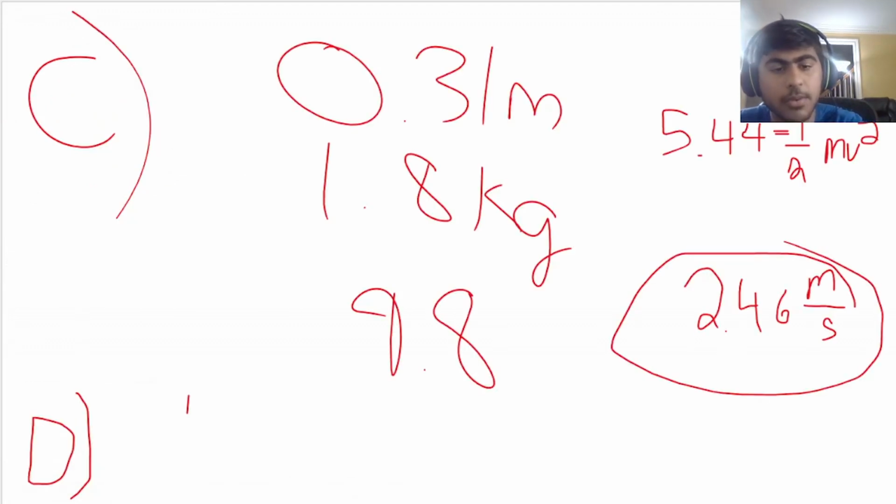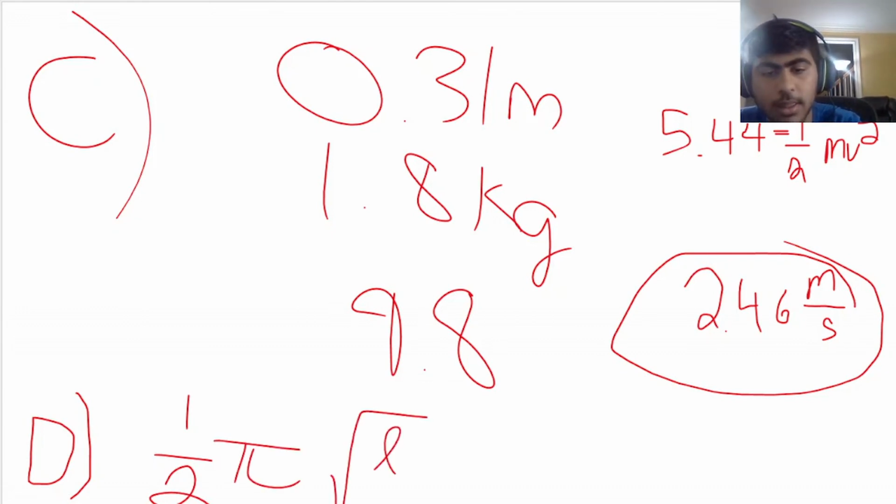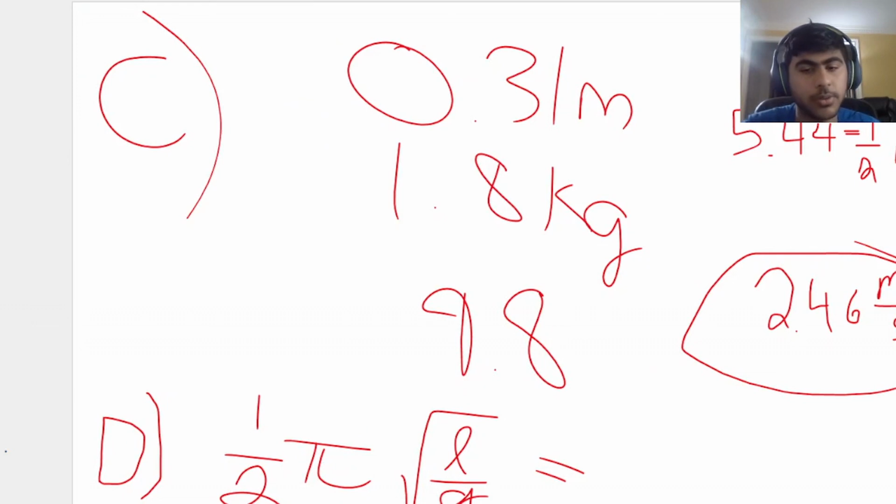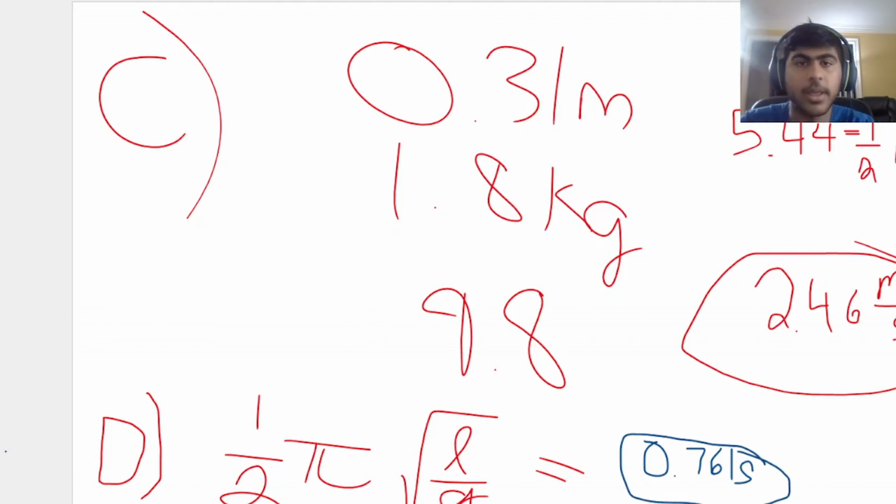Well, the period divided by 4 is just going to be 1/2 pi times the square root of the length over gravity, and we plug the values we know into the equation. The length is 2.3, gravity is 9.8. Take the square root of that, multiply by pi, divide by 2, and we get 0.761 seconds, and we are done with that FRQ.